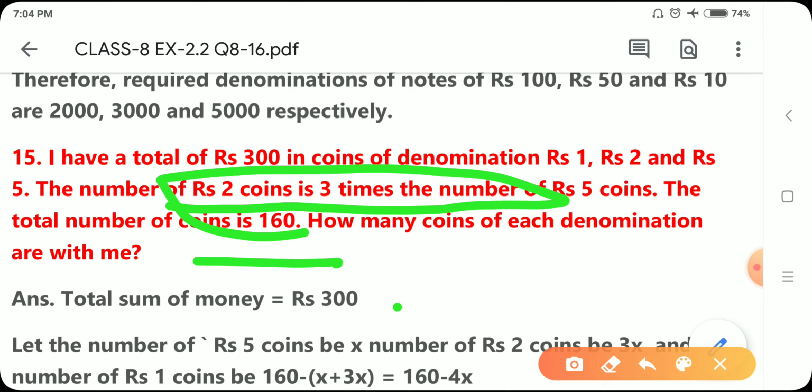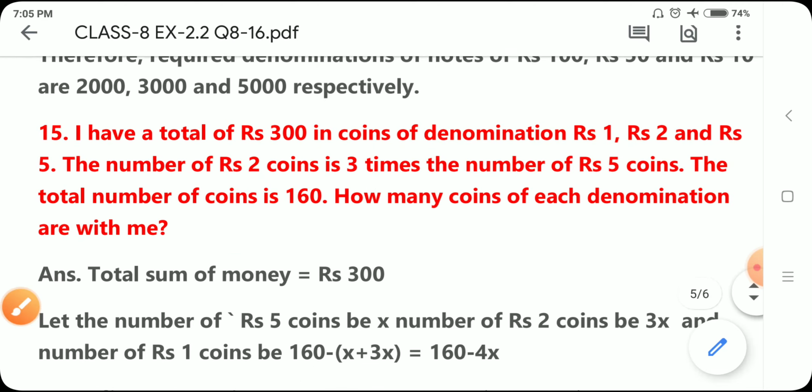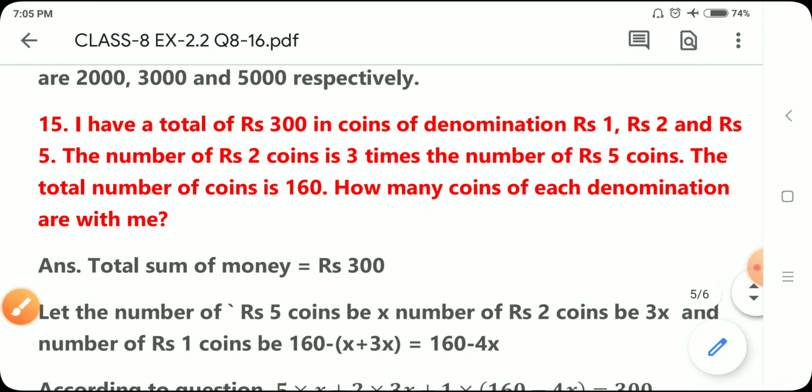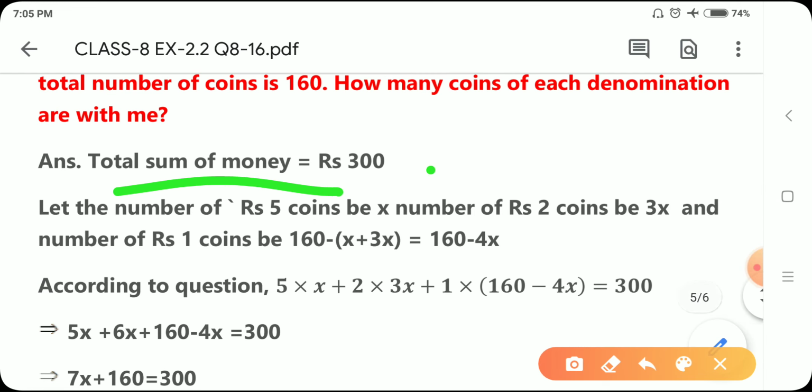Okay, and also it is given that I have total rupees 300. Total coins are 160 and total value, total rupees I have is 300. How many coins of each denomination are with me? I have to tell how many coins are of rupees 1, of rupees 2 and of rupees 5. So let's see, the total sum of money is rupees 300.